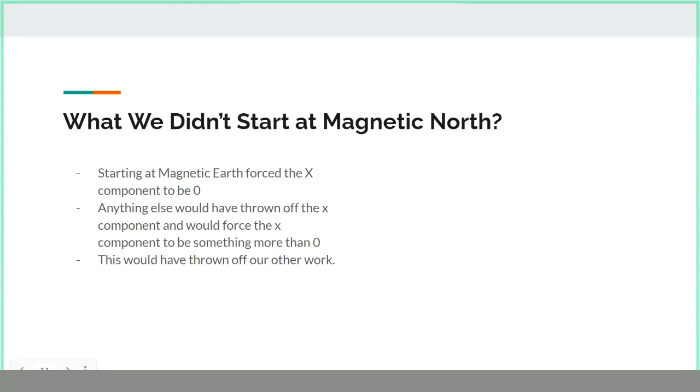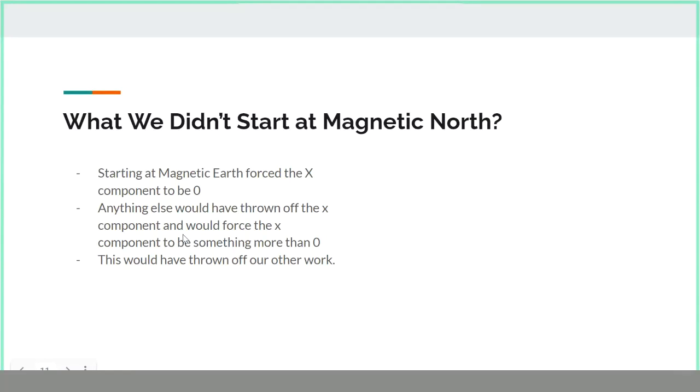What if we hadn't oriented our experiment to compensate for magnetic north and had instead laid out our meter stick at some intermediate angle with respect to the magnetic field of Earth? Starting at magnetic north ensures that the x component for the magnetic forces is 0, which means that we measure only the field of the magnet. If we had not forced the x component to be 0 by starting at magnetic north, Earth's field would have interfered and the x component would not have been 0, throwing off our results.